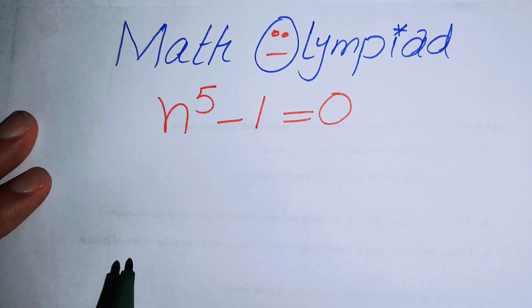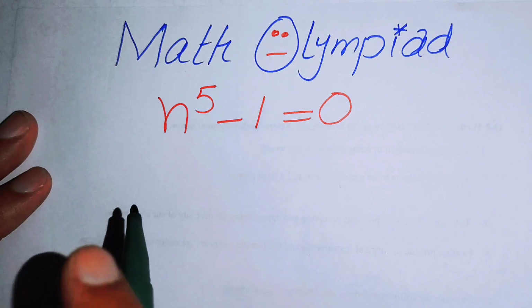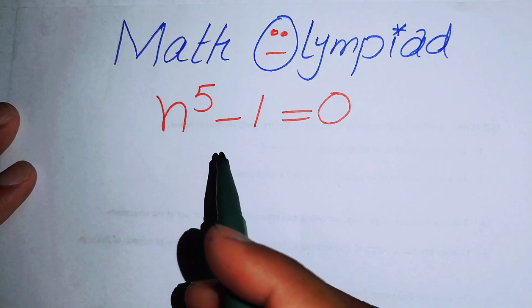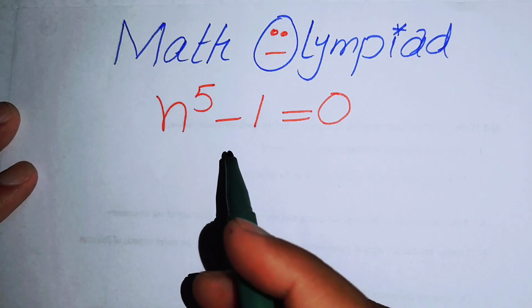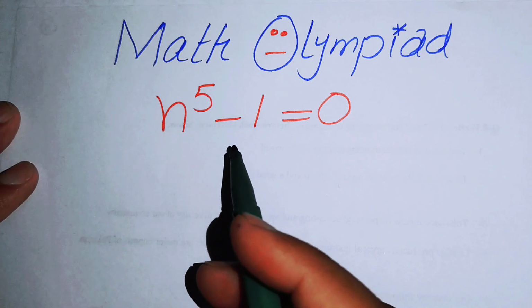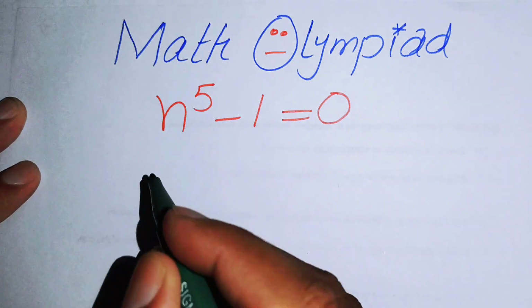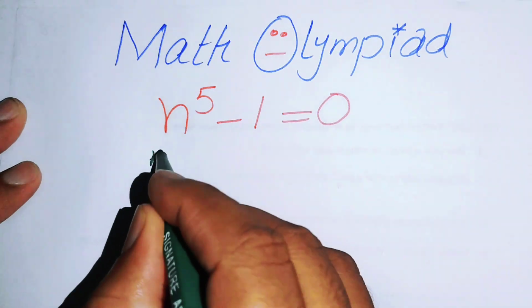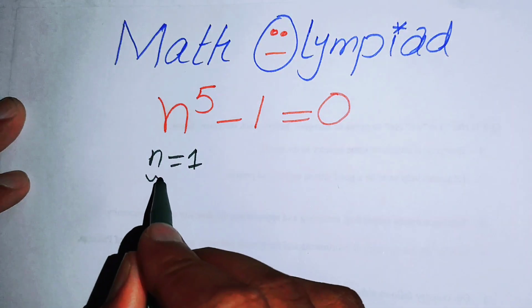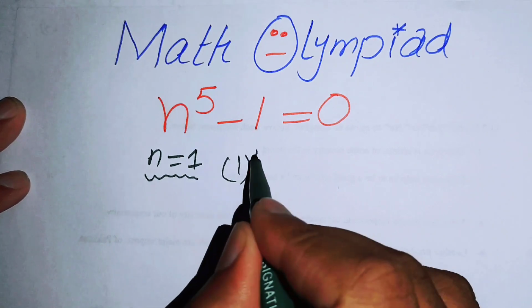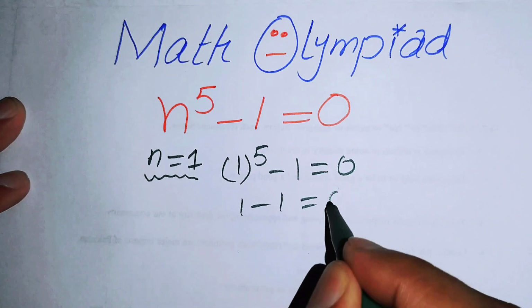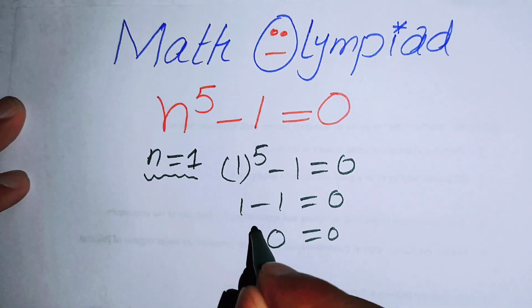In this video we are going to solve this nice algebra problem, and here we have n to the power of 5 minus 1 equals 0, and we will solve this problem for the values of n. The very first thing we are going to do is find a root of this equation, and clearly you can see that if I substitute n equals 1, then it satisfies the given equation. So it is 1 to the power of 5 minus 1 equals 0, and here we see that 1 minus 1 equals 0, and 0 equals 0.